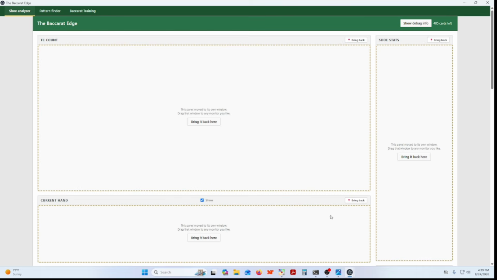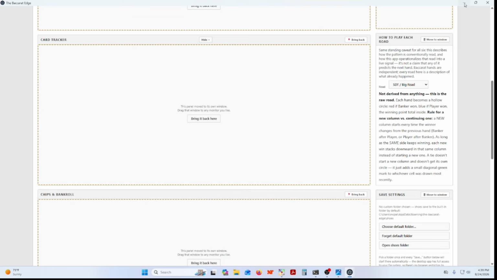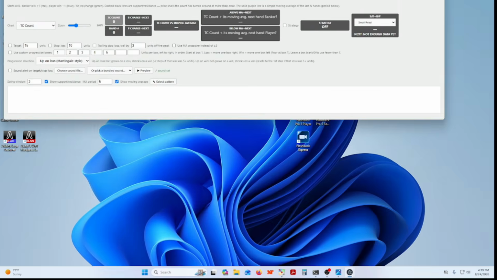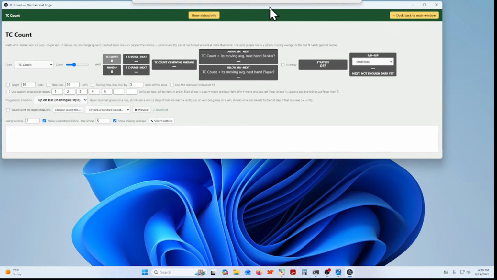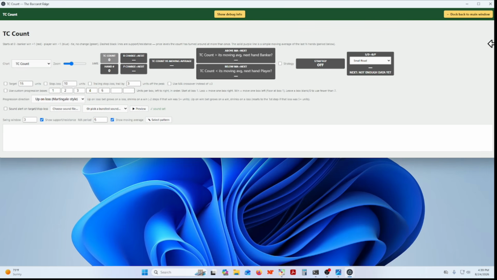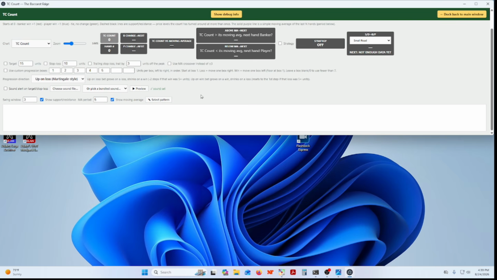So let's go back here. Okay, we got all this information out. Let's set this software up for some runs. And here's how I usually set it up. Like I said, if you got a curved screen, a 35-inch or 40-inch, this is going to be perfect for you.